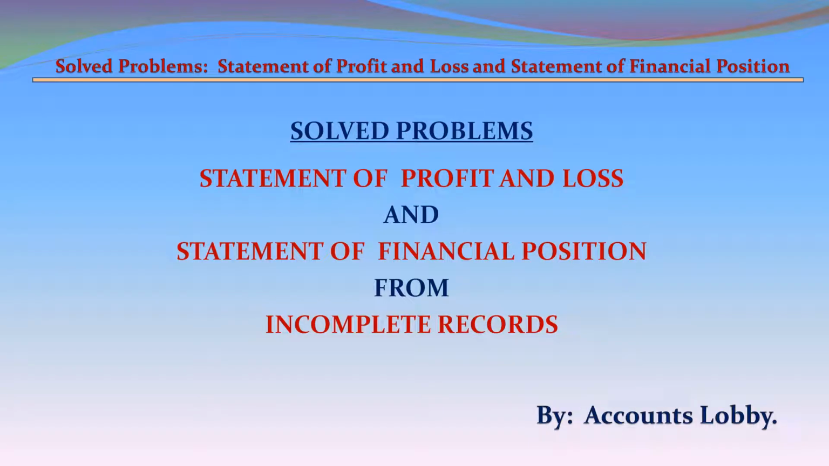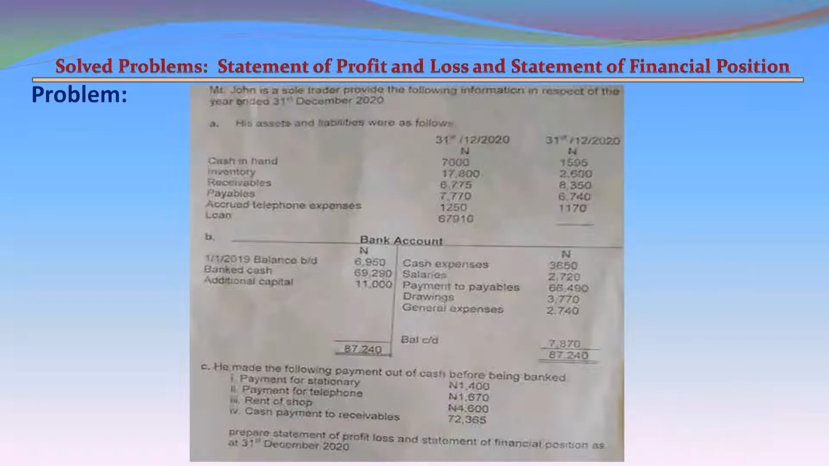Solved problems, statement of profit and loss and statement of financial position. Problem. Mr. John is a sole trader. Provide the following information in respect of the year ended 31st December 2020. A. His assets and liabilities were as follows.